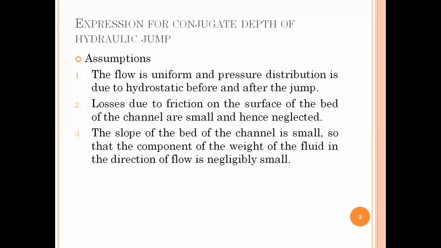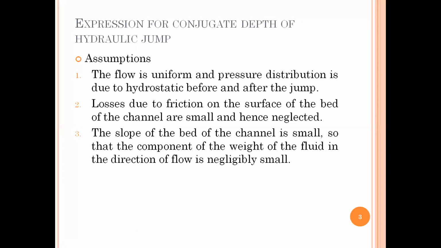Now coming to the expression of conjugate depth of a hydraulic jump. We define conjugate depth when we consider the same force at section 1 and 2, and the depths at section 1 and 2 are called conjugate depths. To divide it further, the depth at section 1 is called the initial depth, and the depth at section 2 is called the sequent depth. Both the depths together, when the force is the same at section 1 and 2, are called conjugate depth. Now for the derivation of the expression of conjugate depth, we have certain assumptions.